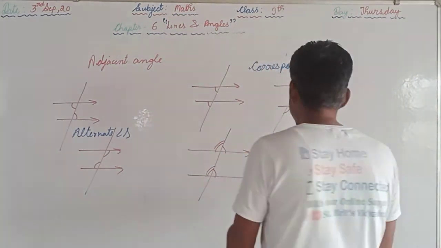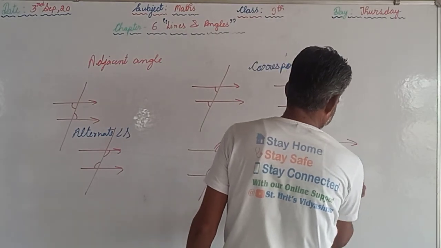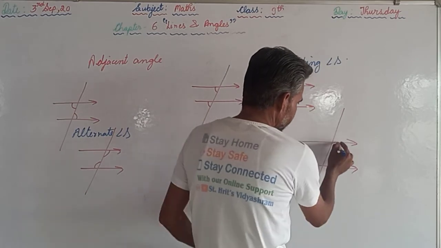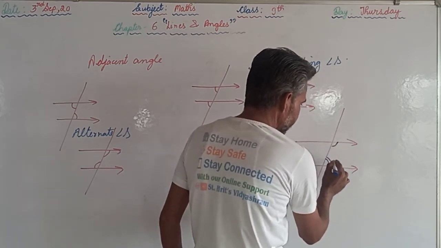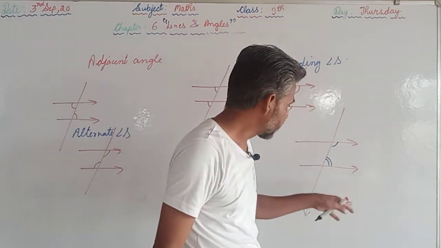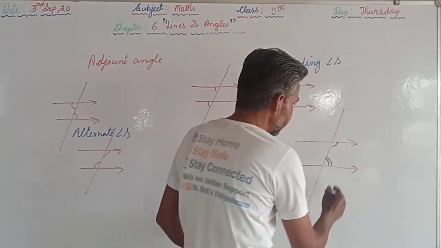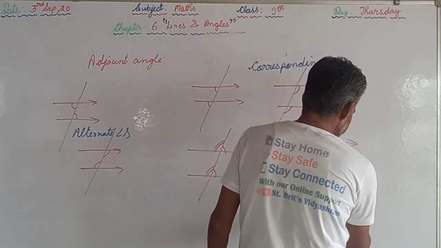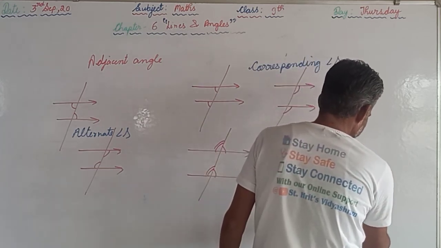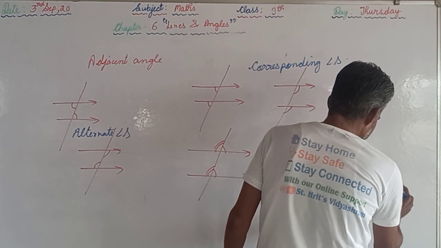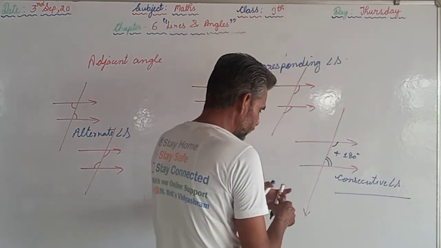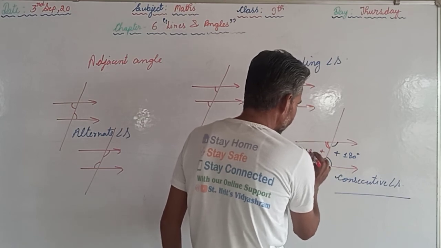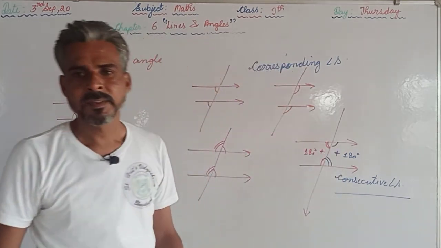Alternate angles are equal, corresponding angles are also equal. At the same time, we will discuss one more thing. If the transversal is there, this angle plus this angle, interior angles on the same side, their sum will be 180, and these are known as consecutive angles. On this side also the sum will be 180 degrees, and these are also consecutive angles.